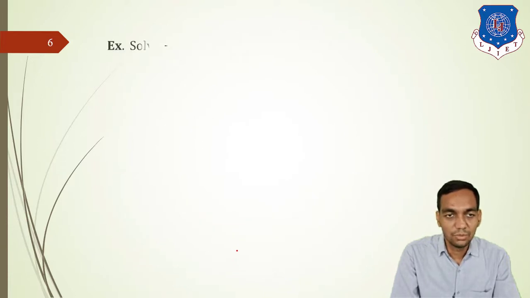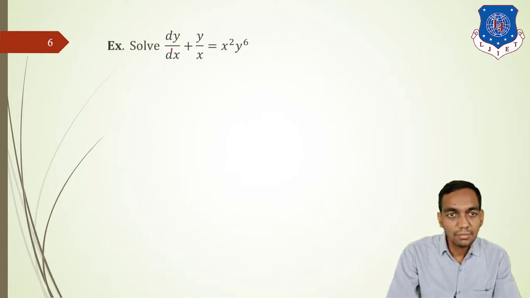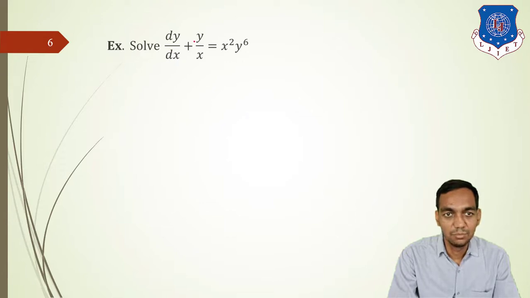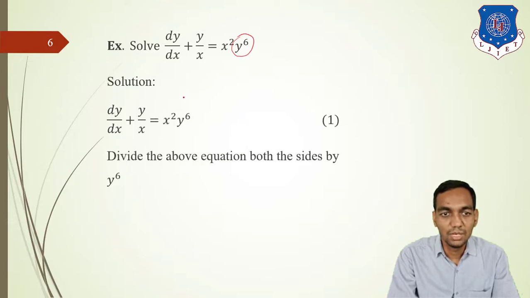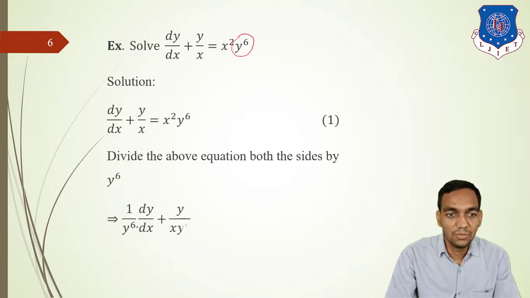Now we are going on to the example. dy/dx + y/x = x^2 y^6. Now see, here you have y^6 extra. So we are dividing with y^6. That means you have 1/y^6 dy/dx + (y/x)/y^6 = x^2.